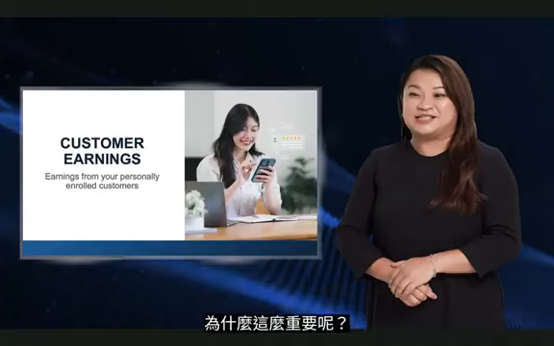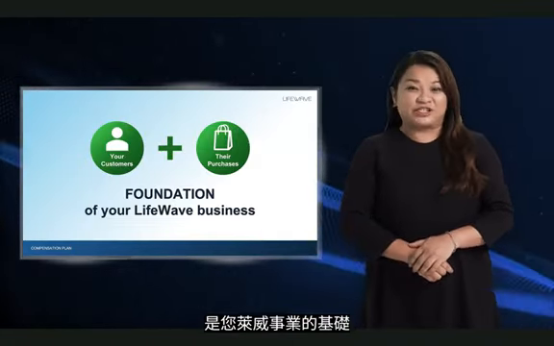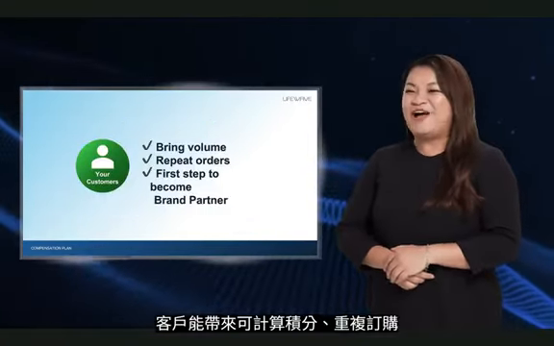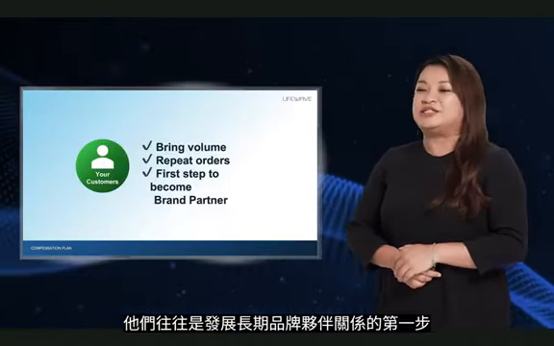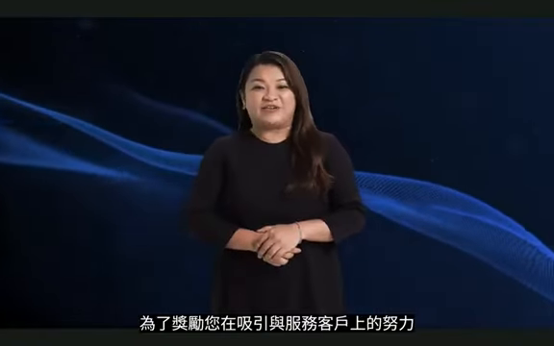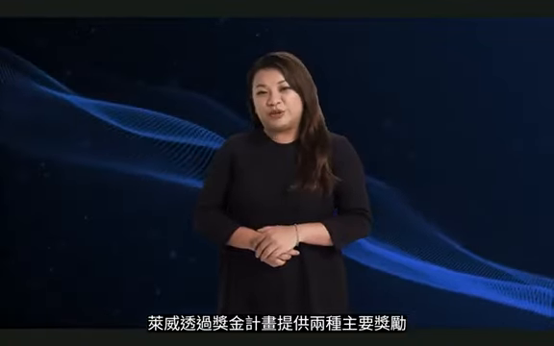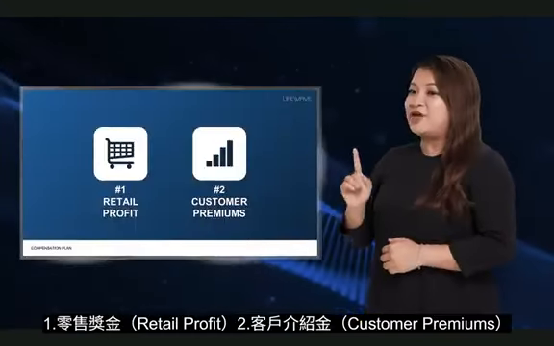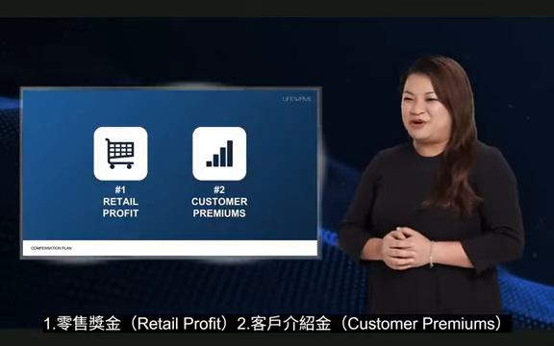Now, why is this so important? Because customers and their purchases are the foundation of your Lifewave business. They bring volume, repeat orders, and most importantly, they are often the first step towards long-term brand partner relationships. And to recognize your effort in attracting and serving customers, Lifewave rewards you in two powerful ways through the compensation plan. The first way is the retail profit, and the second way is the customer premiums.